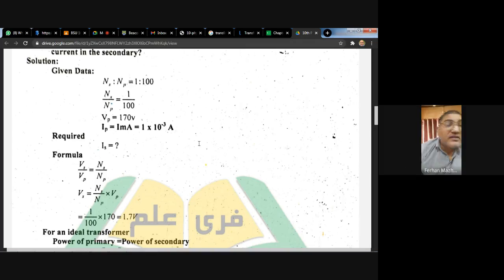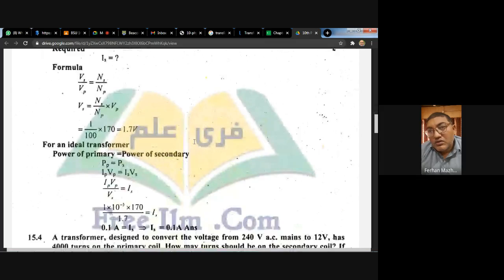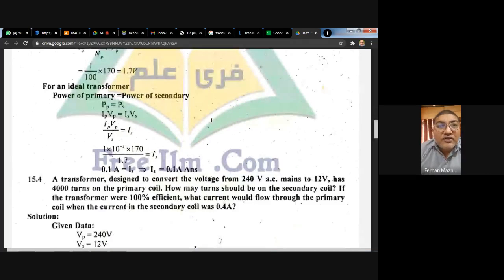In this first part, we calculated the value of the VS, which was not asked in the question directly. But we have to do this because the main question is what is IS, the current in the secondary. But that I cannot find directly. For an ideal transformer. Okay, are you done with the first part?